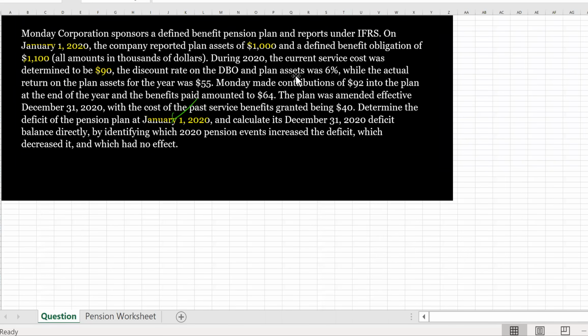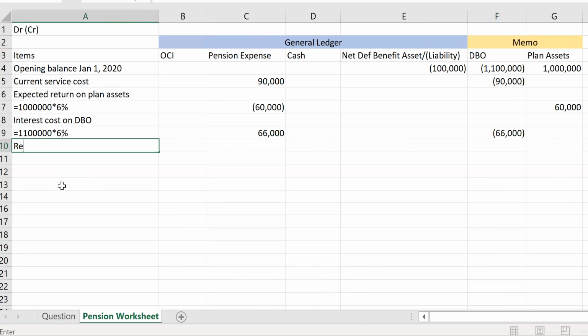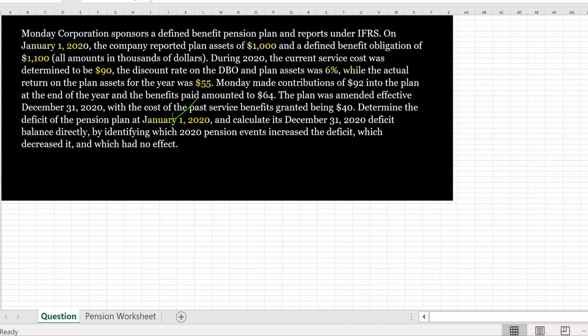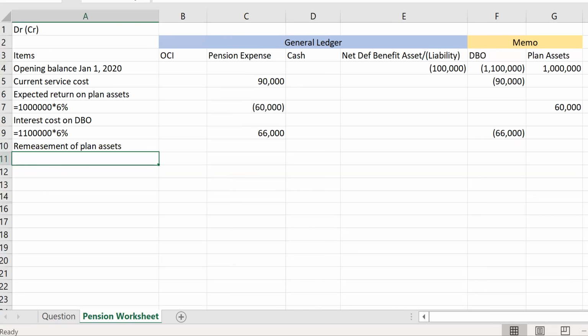Okay, now we're told that the actual return on plan assets was 55,000. So we picked up these things, so 55,000. So what happens there? So we've got a remeasurement of plan assets. So we thought we were going to earn 60,000, but we actually only earned 55,000. So we earned 5,000 less than we thought. So we have a loss. So we need to record this loss.